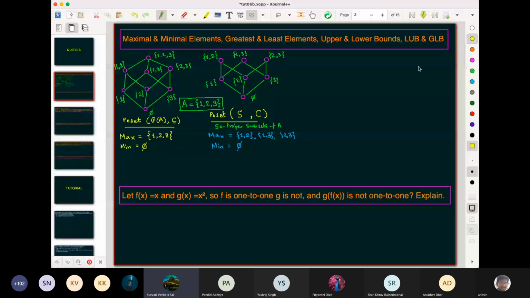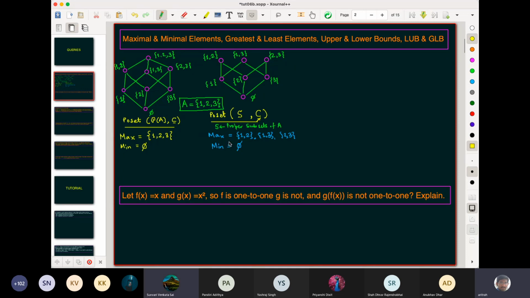Sir, when we consider proper subset, why didn't we include 1, 2, 3? Because I do not want to include the equal to. A proper subset is not equal to. All the subsets of A which are not equal to A. This S contains all subsets of A which are not equal to A.